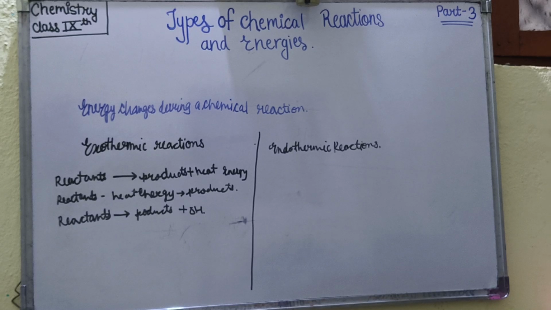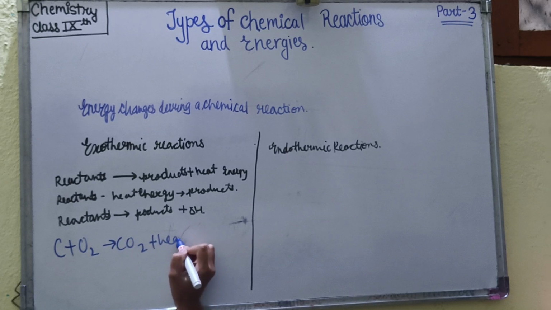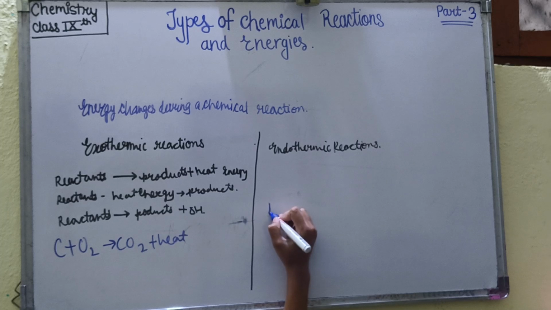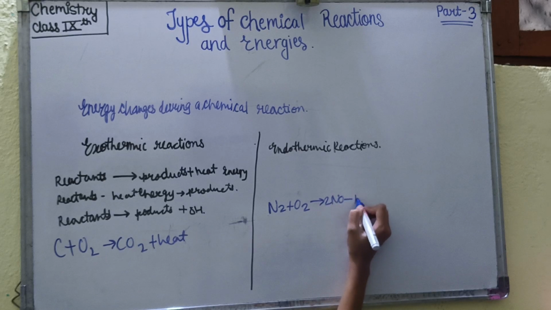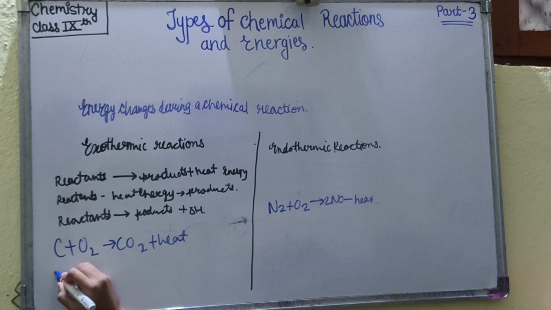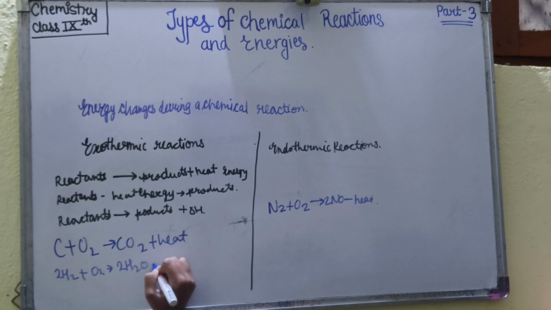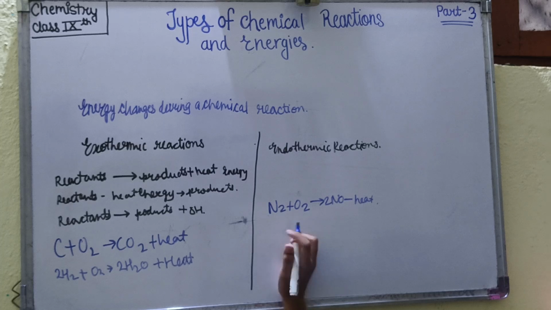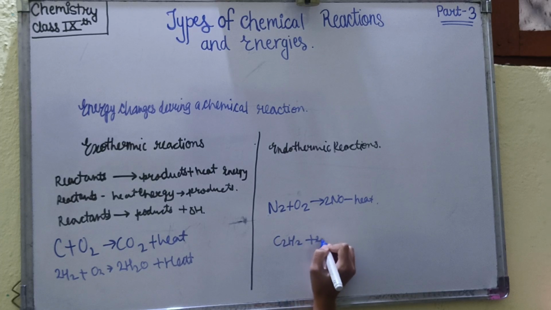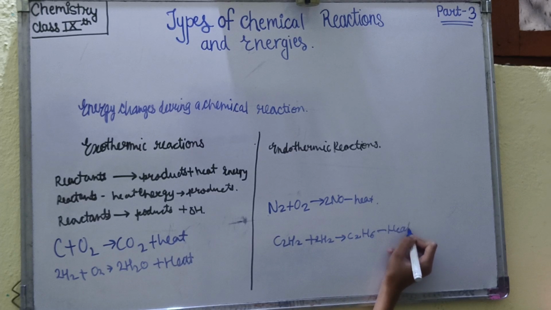Now, examples of exothermic reactions are C plus O2 gives CO2 plus heat, and 2H2 plus O2 gives 2H2O plus heat. Examples of endothermic reactions are N2 plus O2 gives 2NO, and C2H2 plus 2H2 gives C2H6 with heat.